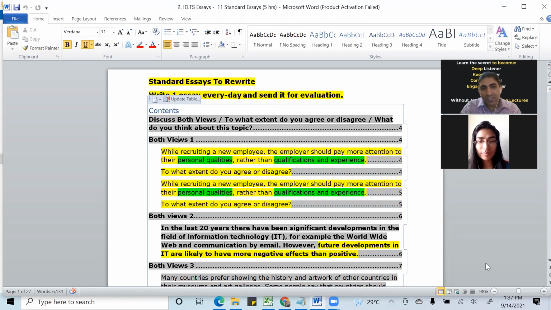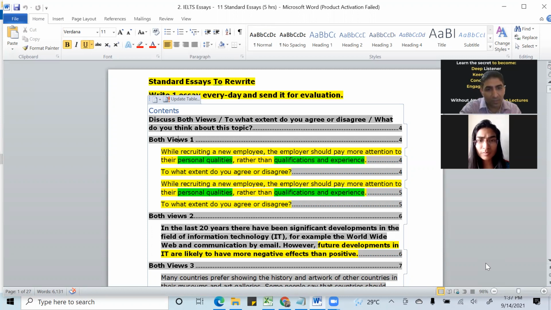It says, to what extent do you agree or disagree? So this is, to what extent do you agree or disagree? It is not asking, do you agree or disagree? It is asking, to what extent do you agree or disagree? So in these kind of essays, you have got freedom to choose both sides.